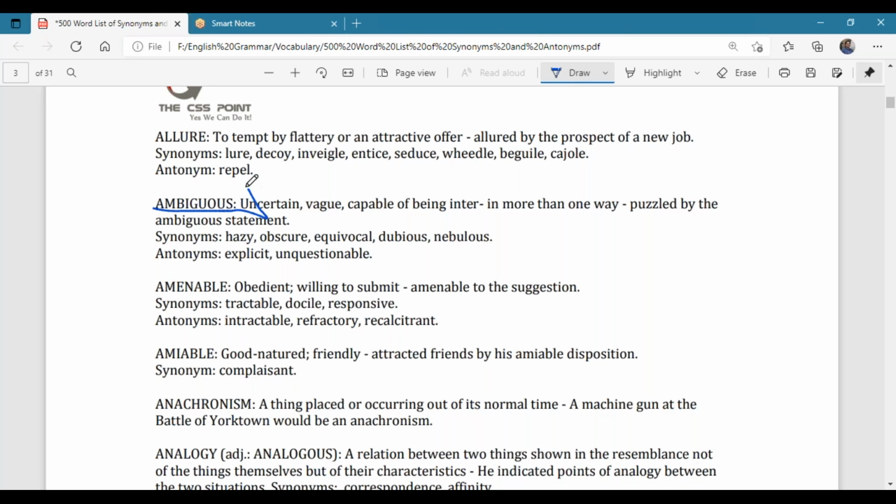Next one is ambiguous. Ambiguous in the sense ambivalent, having mixed feelings or contradictory ideas about something. Equivocal, you can say ambivalent. Puzzling, obscure, unclear, perplexing, doubtful, double-edged. You can consider all these as synonyms for this one. Puzzled by the ambiguous statement, puzzled because it is uncertain, open to more than one interpretation, not having one obvious meaning.